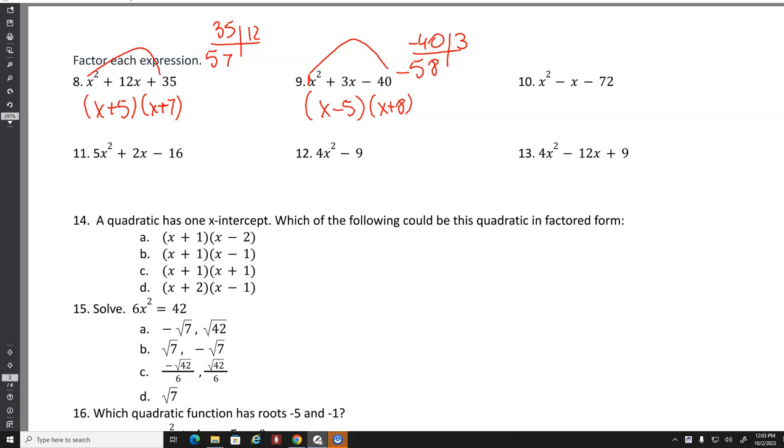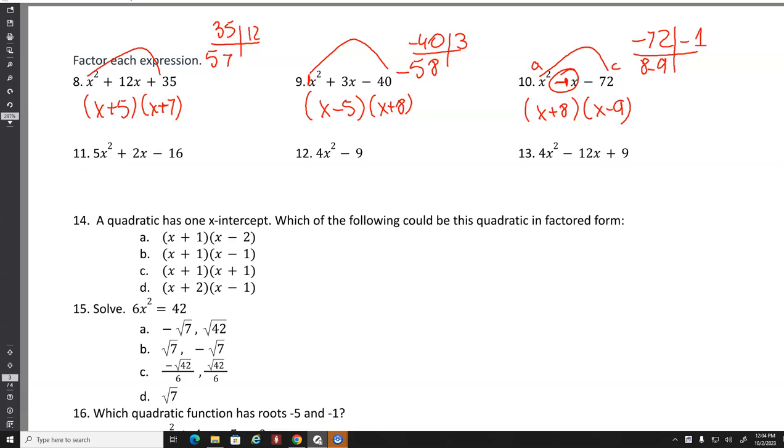All right. Number 10, again, negative 72, and it has to add up to negative 1. So I'm multiplying A times C, and it has to add to negative 1. The two factors are 8 and 9. And to get a negative 1, the 9 has to be negative, right? So 8 minus 9 gives me negative 1, so that's x plus 8 and x minus 9. And I'm done.